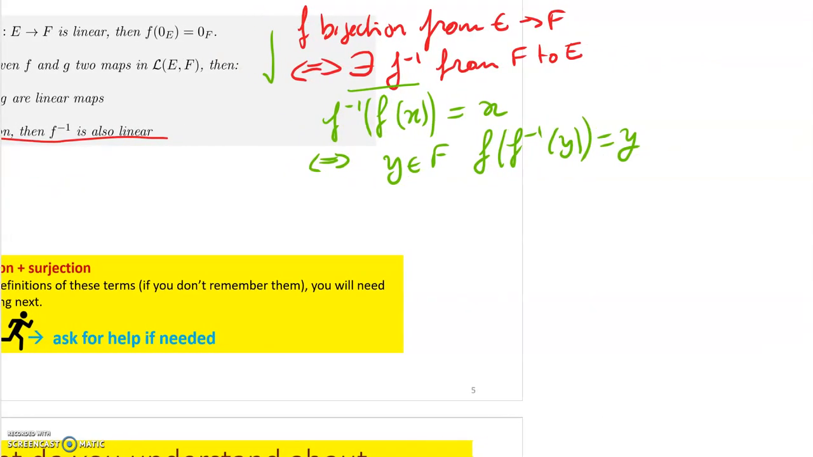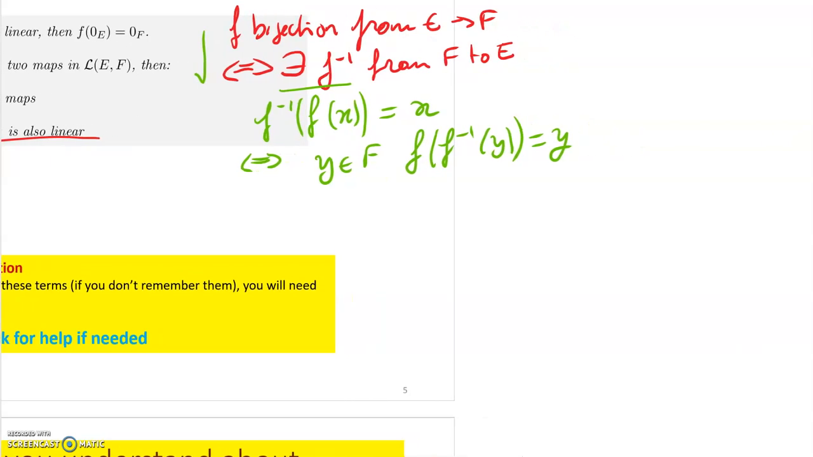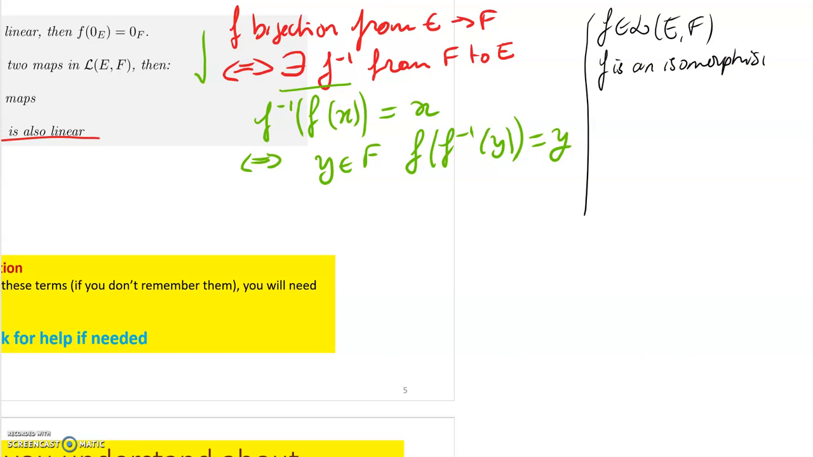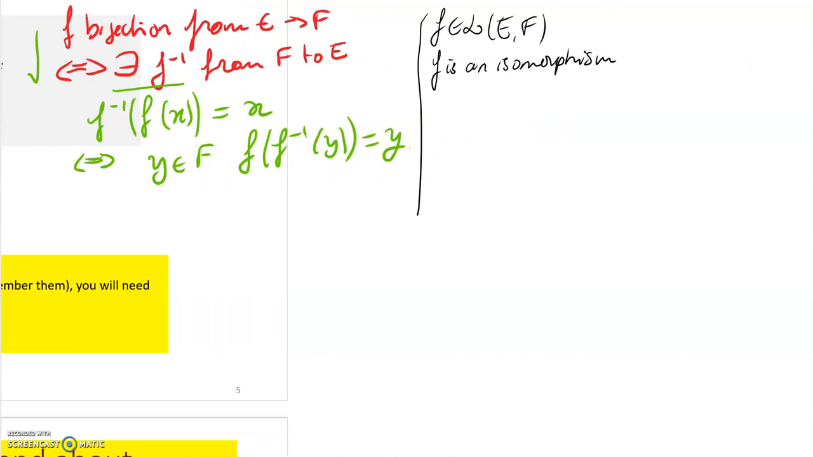And so we want to prove that if we have a map f that is linear and that is also invertible, that is a bijection, we have a word for that. We say that f is an isomorphism from E to F. Okay, that's an important word. So that means f^-1 goes from F to E and it exists. Okay, so we want to show that this f^-1 is linear also.